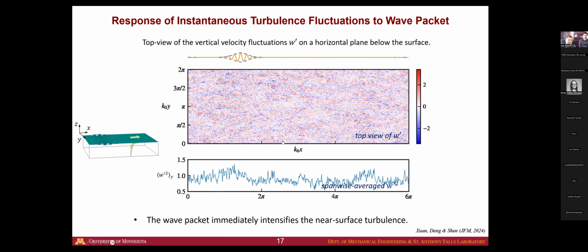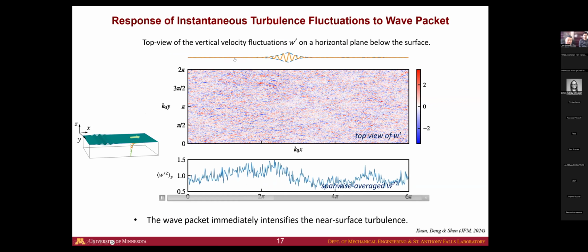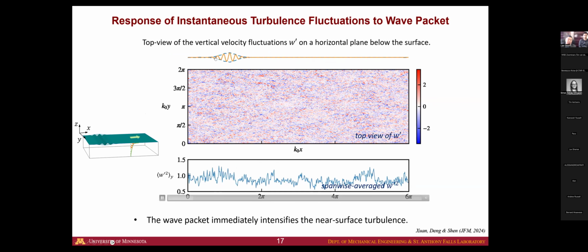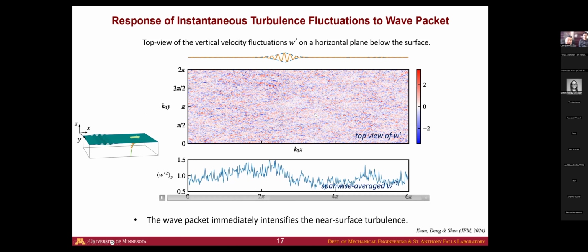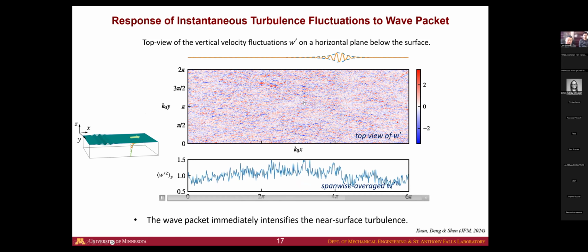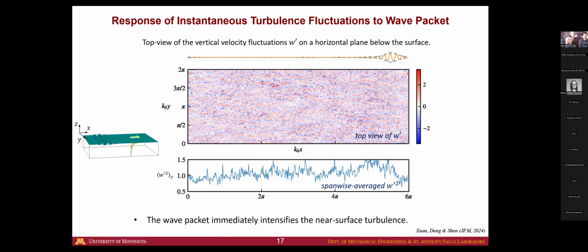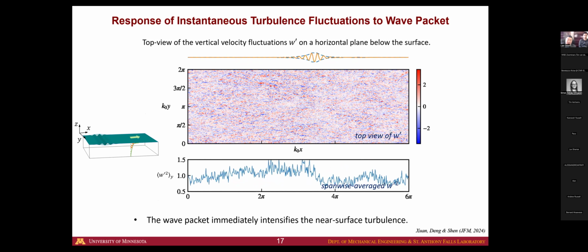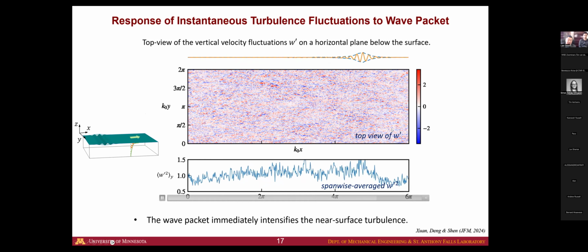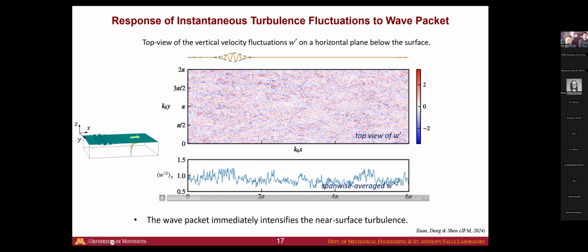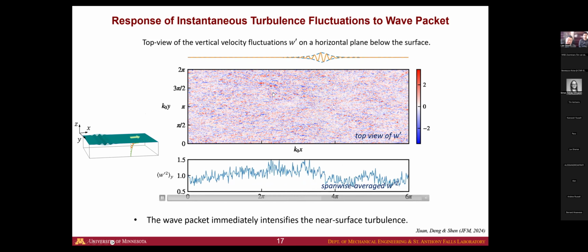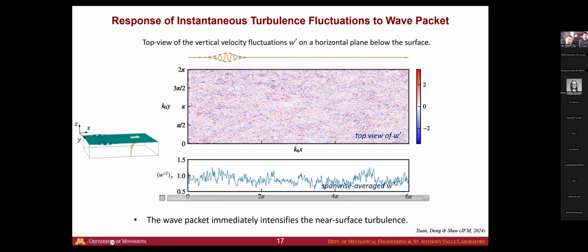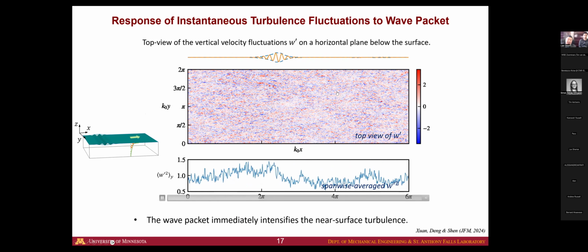So here is our numerical simulation result. The top shows a sketch of the wave group, which propagates from left to right. The middle contour is a top view at a plane slightly below the water surface, showing the vertical velocity fluctuations. Red means positive velocity, blue means negative velocity, going down. We can see that when the wave group passes, the turbulence intensity gets enhanced.